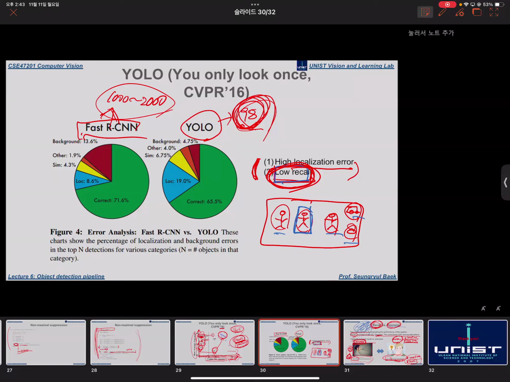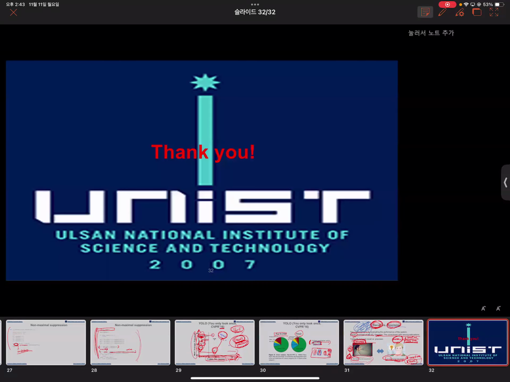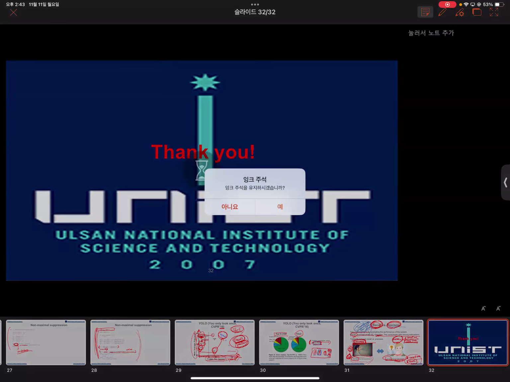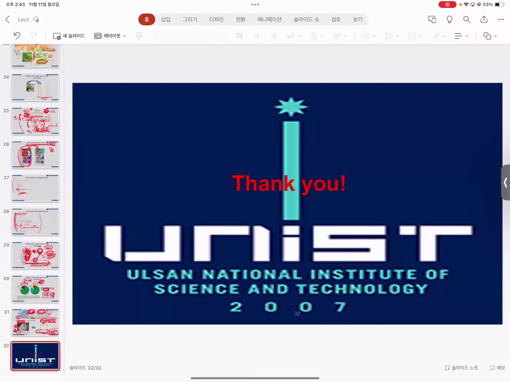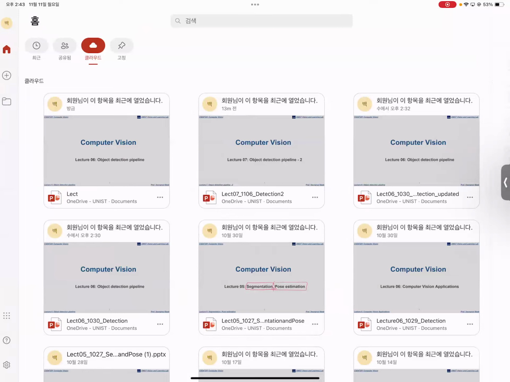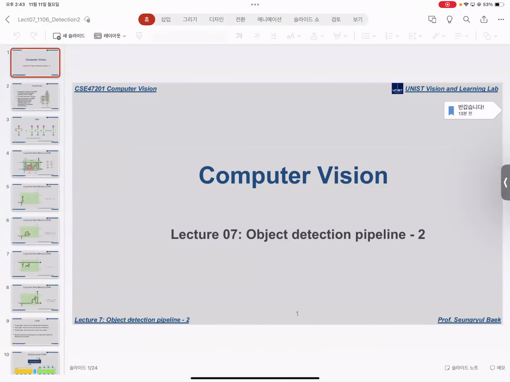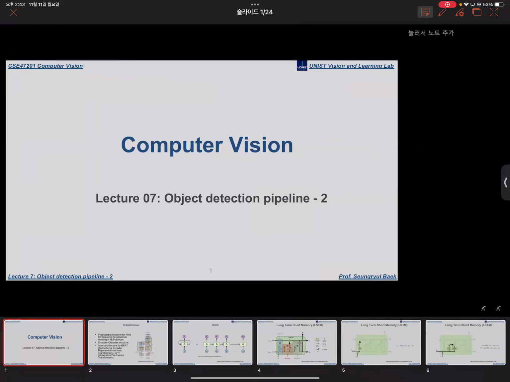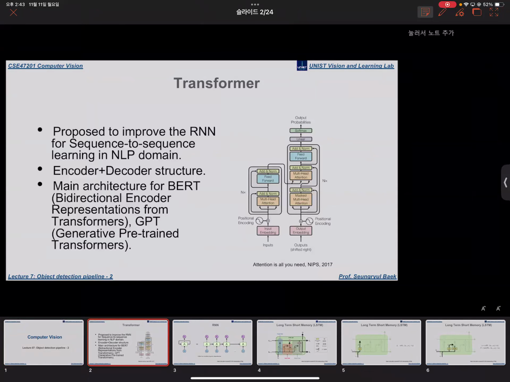So in YOLO version 2 and 3, the authors try to improve this aspect. We will also see that in the later lectures. So that was the thing we learned last class. And we will continue to learn about the object detection pipeline from this class.